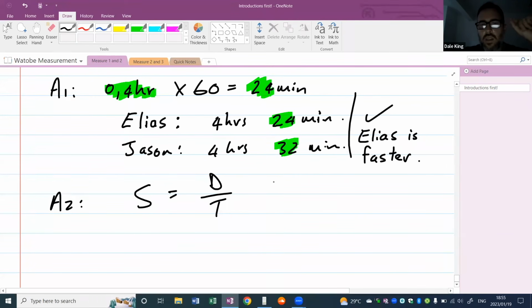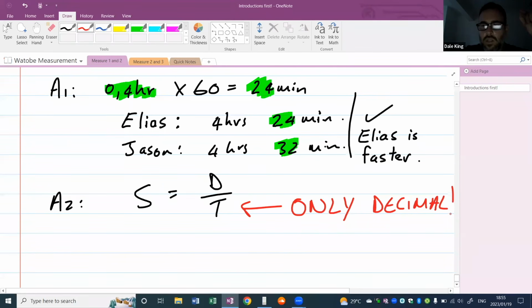The speed equation, this equation, speed equals distance over time, only takes time in decimal format. You need to hear me. Only decimal formats for this equation. I've got matrics who still get this wrong. They put in hours and minutes in here. You need to convert the time into decimal format.